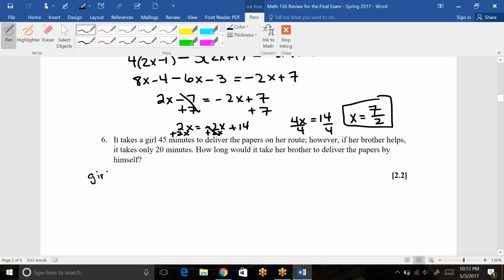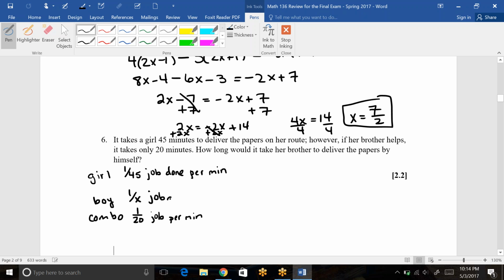So the girl by herself, she gets 1/45 of her job done per minute, because we're assuming she works at the consistent rate. Otherwise, this is a much harder problem that we can't do with just algebra. And then we know that if they work together, so I always call that the combo, it'll be only 1/20 of the job per minute. What we want to know is what happens if the boy works by himself, so that's our 1 over x part of the job done per minute. So we add the two solo parts together, so the girl plus the boy equals the combo.